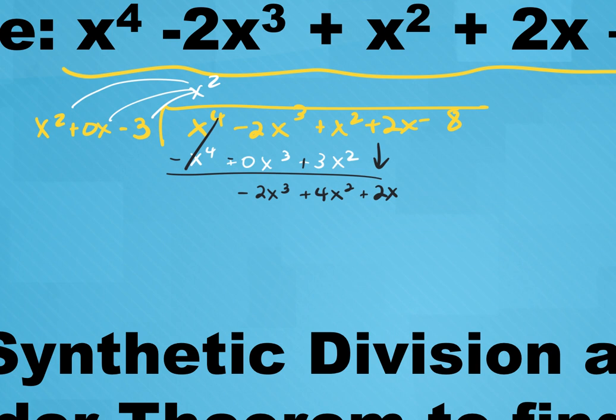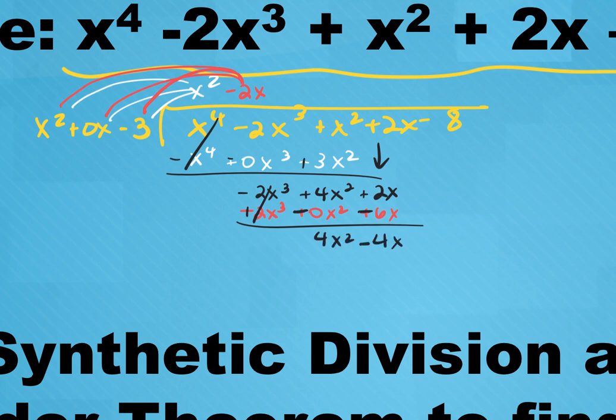Repeat that process first into first. So what would I have to multiply x squared by to get to negative 2x to the 3rd? Good. So now I'm going to multiply negative 2x times x squared is negative 2x to the 3rd. Negative 2x times 0x is positive 0x squared, or negative 0x squared, doesn't matter. Negative 2x times negative 3 is positive 6x. Change your signs. This cancels. 4x squared minus 4x. Bring down the minus 8.